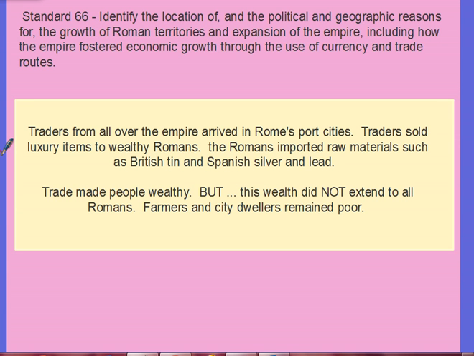Okay? But traders from all over their empire were trading items. So Rome itself was getting wealthier, but just because I lived in Rome, if I was a poor farmer, I might not see any of that. And I still have to pay my taxes. So, kind of a catch, isn't it?